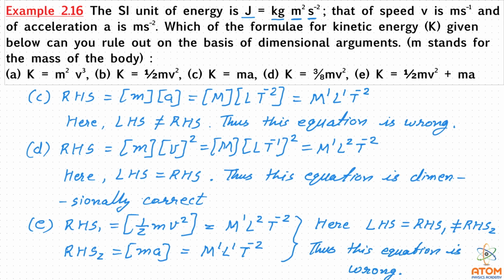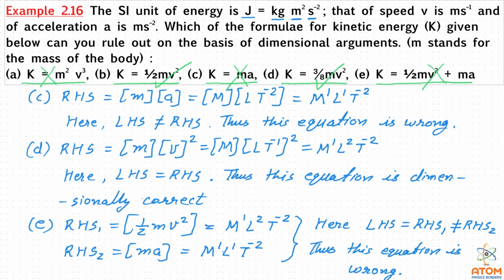In short, finally this first equation is dimensionally wrong. The second equation is dimensionally right. The third equation is dimensionally wrong again. The fourth equation is dimensionally right, and the fifth equation is dimensionally wrong.